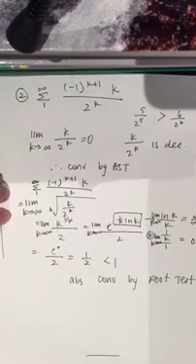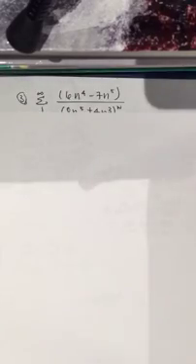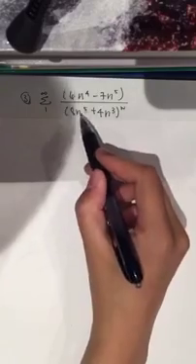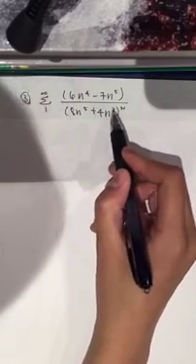Now let's take a look at one more problem. So it states the sigma from 1 to infinity of 6n to the 4th minus 7n to the 5th over 8n to the 5th plus 4n cubed, to the nth.